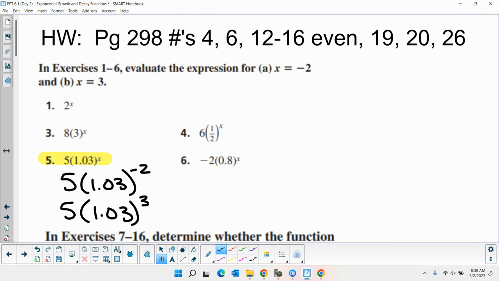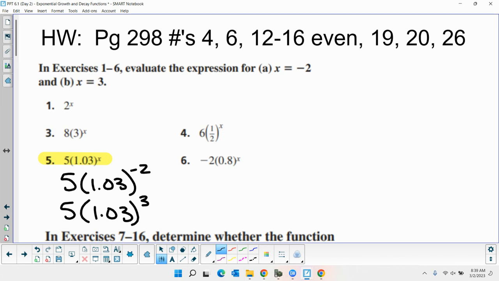Okay? Those of you that weren't here, if the number that's being raised to the power is bigger than 1, like number 1, like number 3, and number 5, those are all growth problems. And if the number is between 0 and 1, like 1/2 and 0.8, that's a decay problem, okay? So you know what growth and decay is now, too.